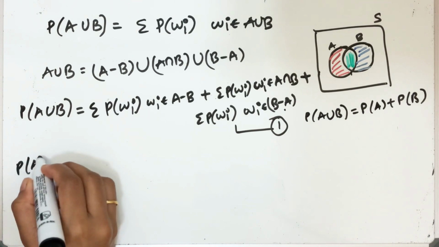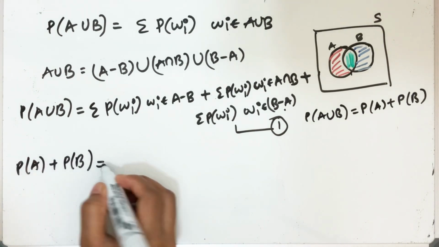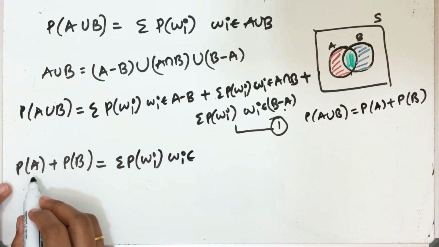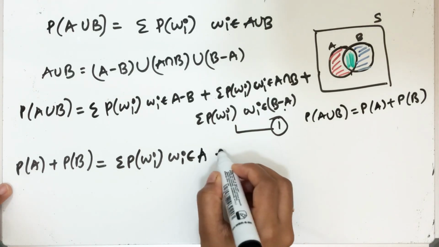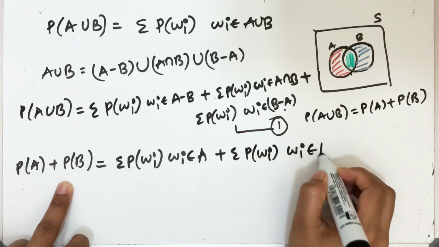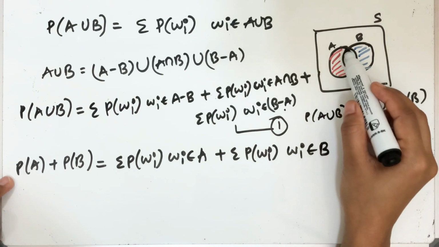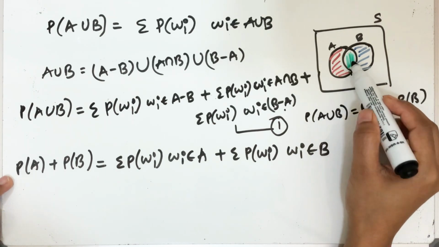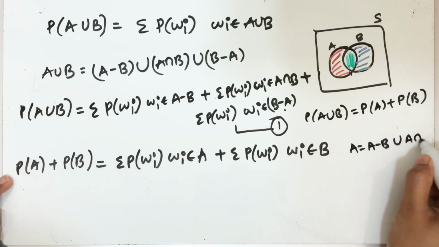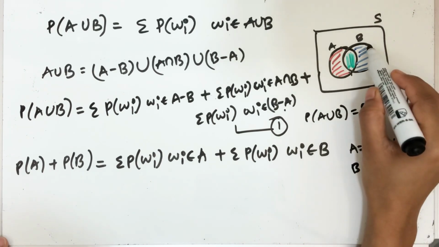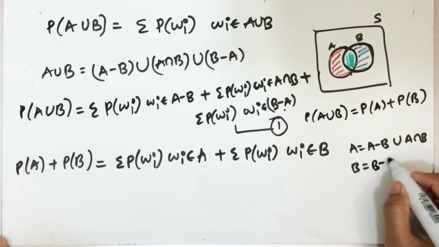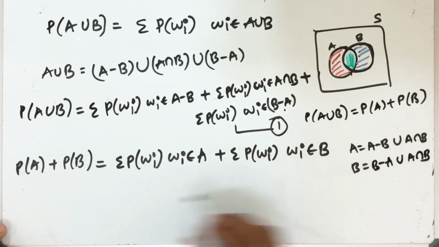P of A plus P of B is equal to sigma P of Wi, Wi belongs to A, plus sigma P of Wi, Wi belongs to B. But we know A is equal to this A minus B red portion union this green portion A intersection B. You can say A is equal to A minus B union A intersection B. Like that, B is this set, that is blue union green, that is B minus A union A intersection B. We can substitute instead.